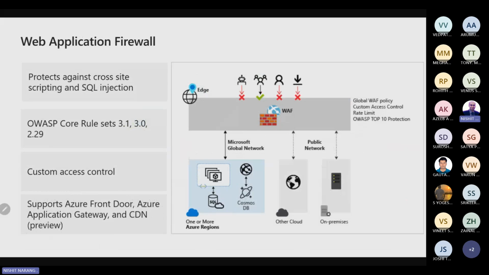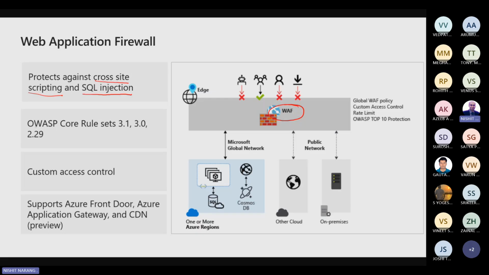Yeah, so WAF is what? A web application firewall is a special type of firewall. It is designed only to protect against web application attacks. Web application attacks are like cross-site scripting attacks and SQL injection attacks. These are some common attacks which web applications have vulnerabilities against and which can be exploited.